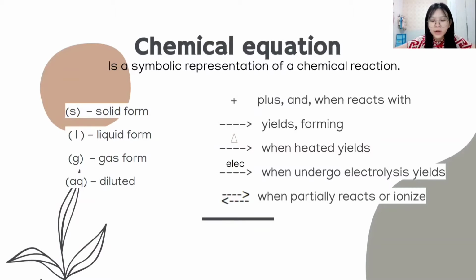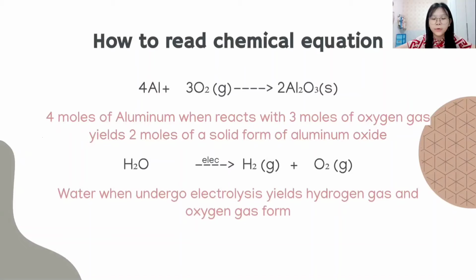Arrow with a triangle on it means when heated yields. Arrow with an e leg means when undergo electrolysis yields. And the two arrows with opposite direction mean when partially reacts or ionized. Now, we are going to learn to read the chemical equation.